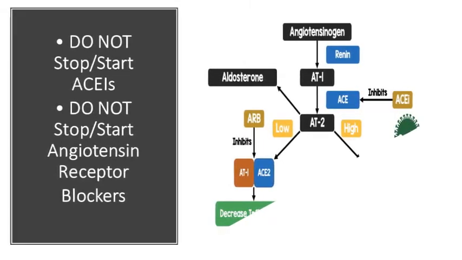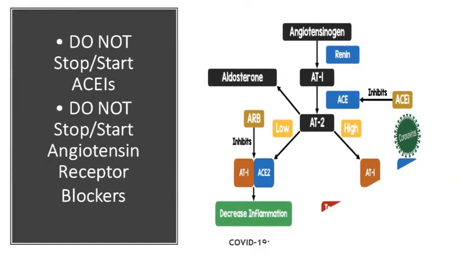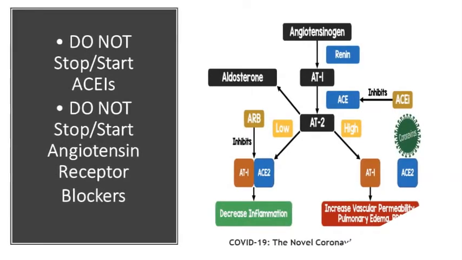So the recommendation was not to stop the ACE inhibitor or the ARB if the patient was already on them, but also don't start a new ACE inhibitor or ARB if the patient was not taking them. And so it is very clear. We will not deprive the patient of the benefit of ACE inhibitors or angiotensin receptor blockers if the patient was already on any of them. But at the same time, because of this concern about the ACE inhibitor, don't start new patients on it until the pandemic subsides.